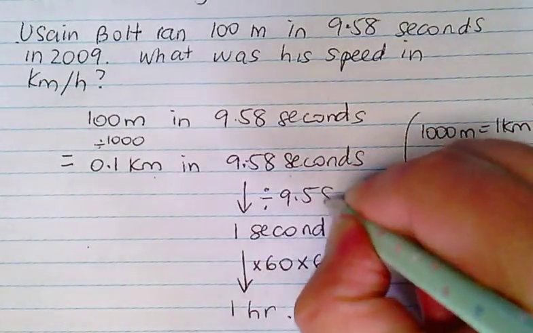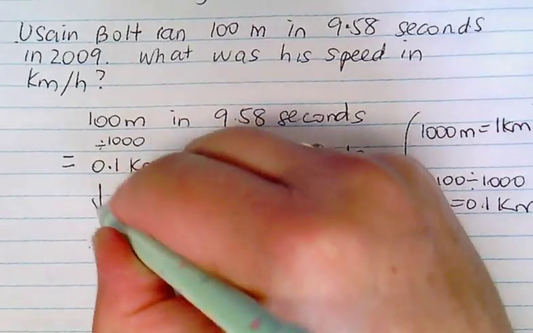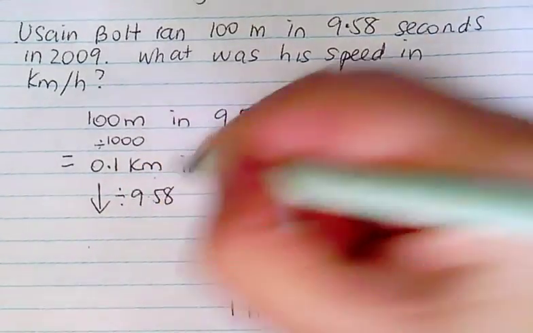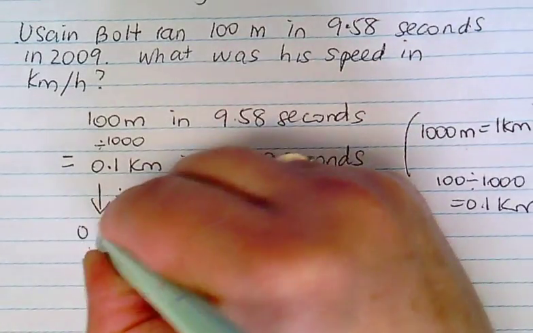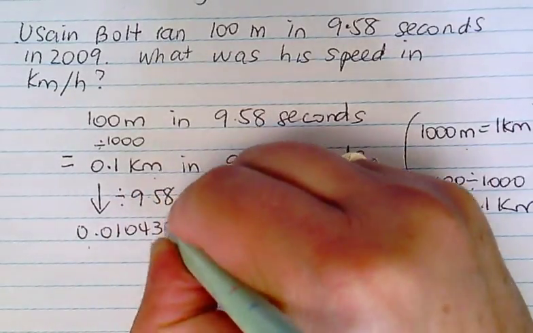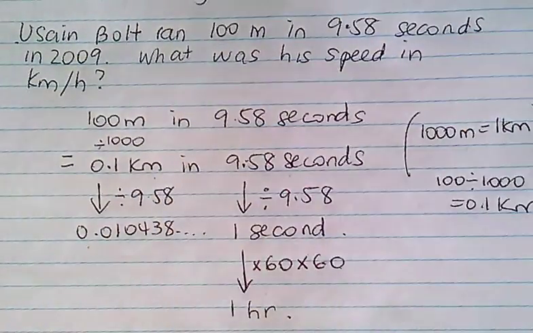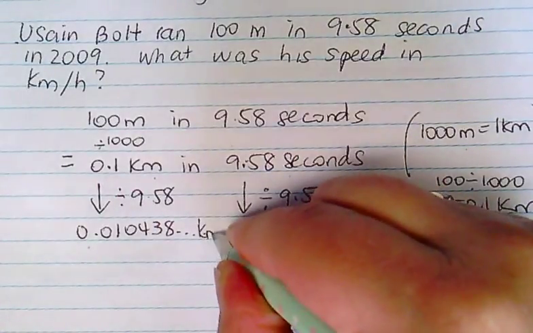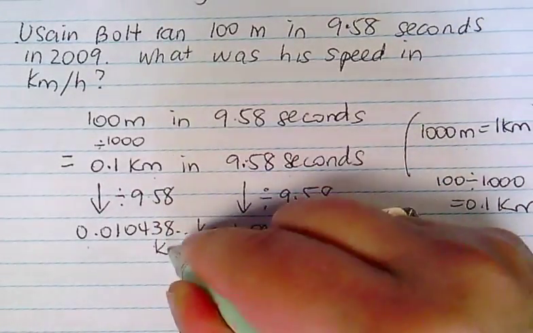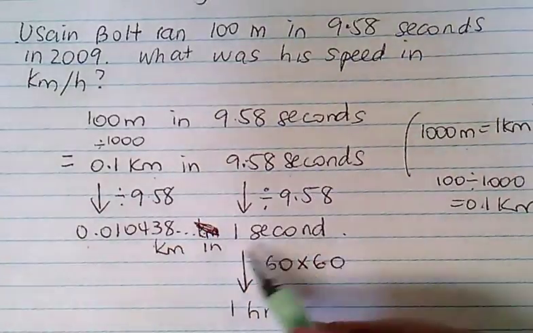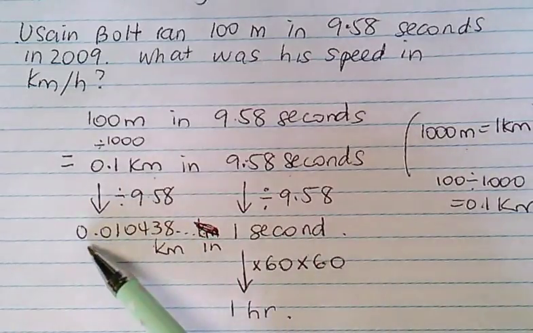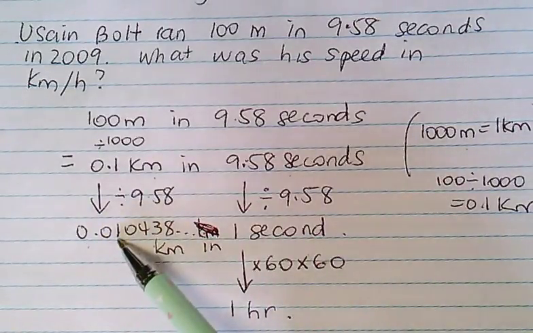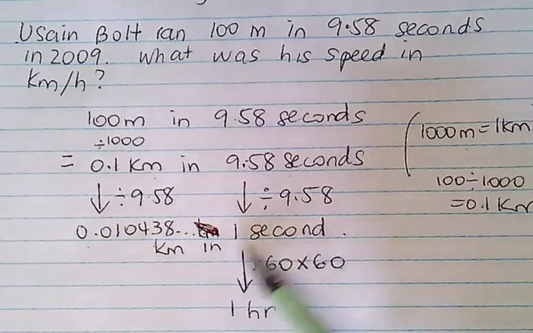Okay, so to go from 9.58 seconds to 1 second, we're going to divide by 9.58. So we need to divide 0.1 kilometre by 9.58. This is going to be quite a small answer, and we get 0.010438, etc. Just keep that number in your calculator. That answer would be in kilometres. So I'll just write the kilometres down here. Kilometres in 1 second. So 0.1 kilometres in 9.58 seconds is the same as 0.010438 kilometres in 1 second.